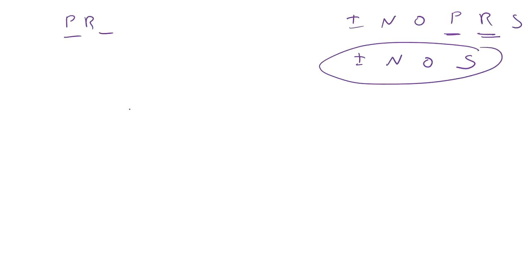So what I will do is I will further divide this one. I will write down all the words which begin with PRI, because I is our first letter. I will write down all the words which begin with PRN. I will write down all the words which begin with PRO. I will write down all the words which begin with PRS.